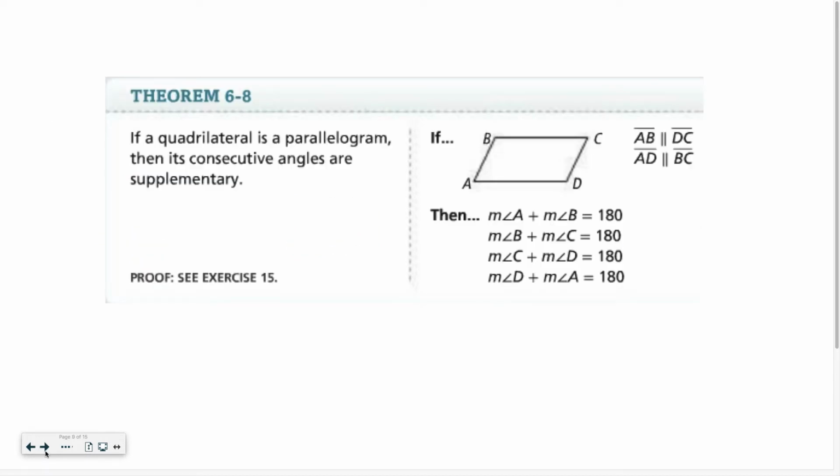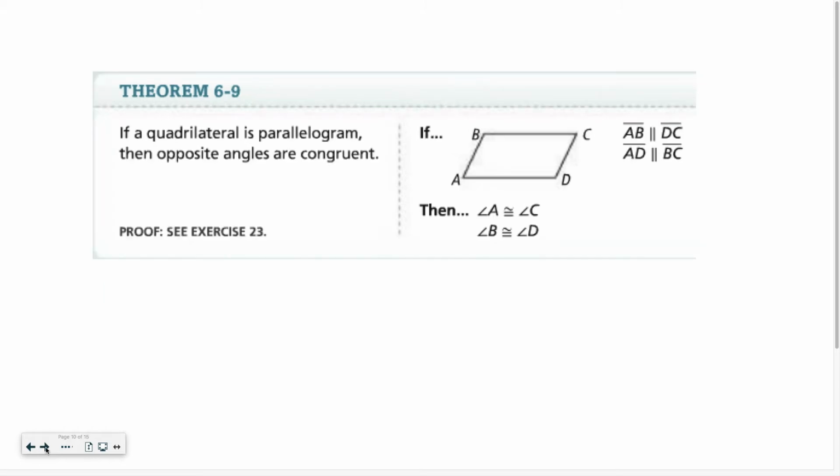Here is one of the theorems talking about how the consecutive angles are supplementary. So if you want a screenshot of that to remember that information, go for it. And then theorem 6.9 talks about how opposite angles are congruent. So if you want a screenshot of that, go ahead as well.